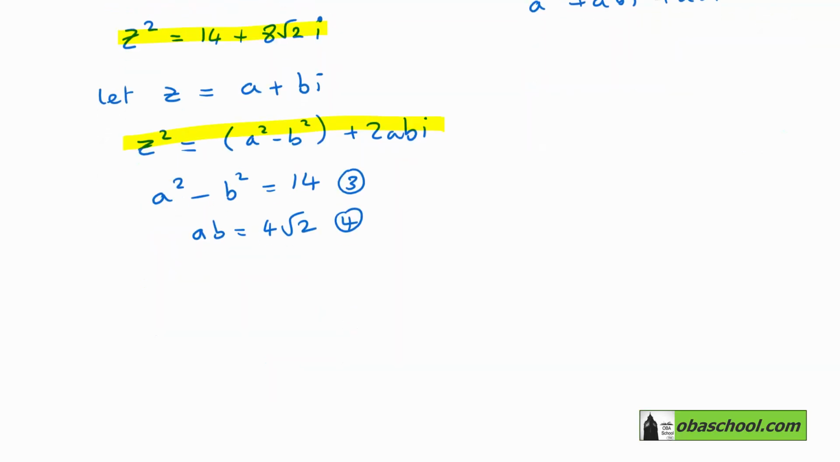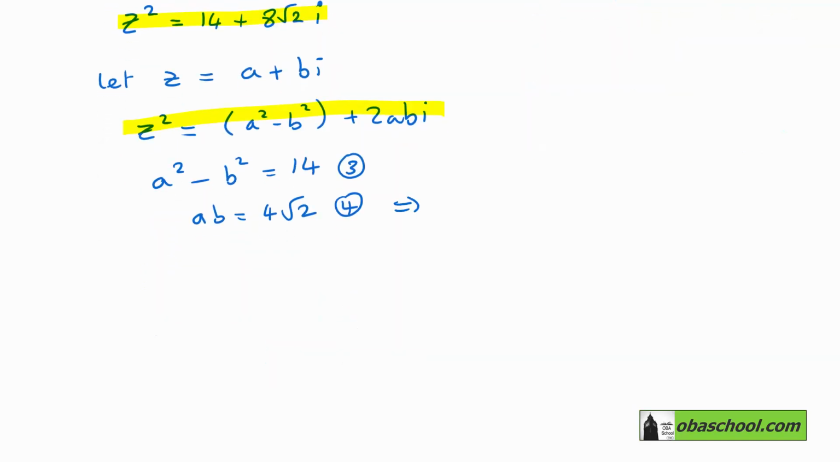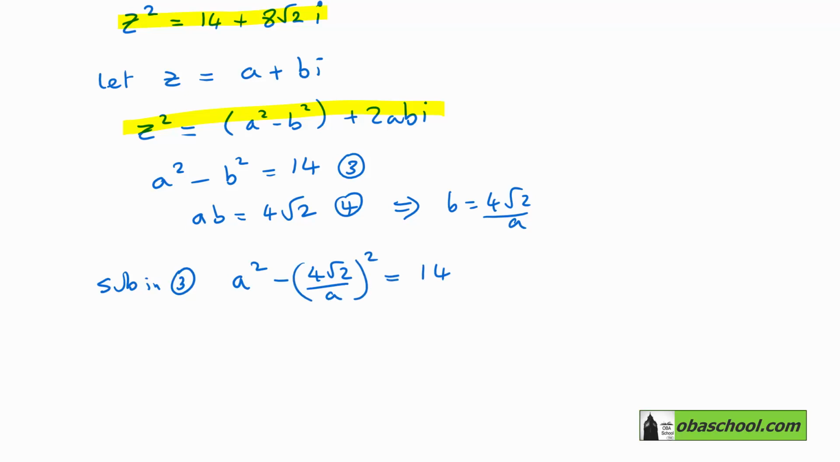And then number 4 gives me that b is equal to 4 root 2 divided by a. Sub in 3, and we get a squared take away 4 root 2 on a, all squared, is equal to 14. So 4 root 2 squared is 16 times 2, 32. So that's 32 over a squared equals 14.